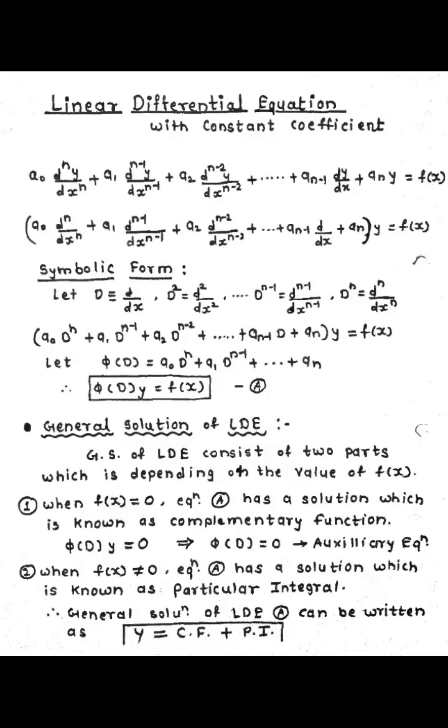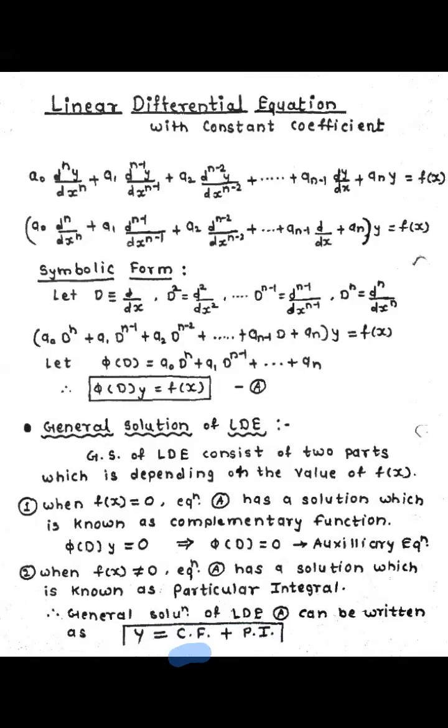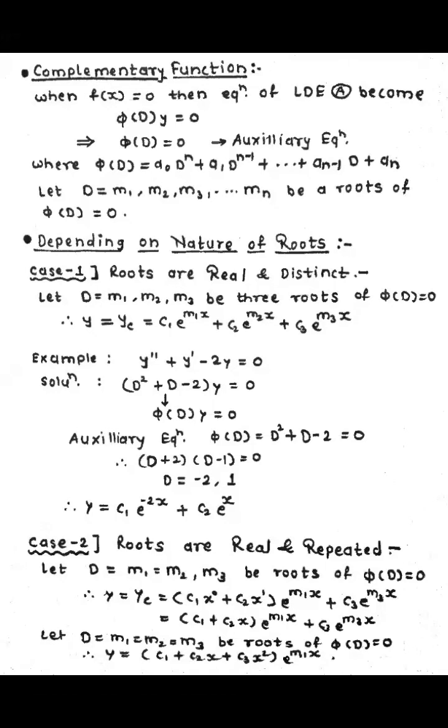Students, in this video we only focus on the complementary function. So how do we find the complementary function value? For that, let us begin with our next point, the complementary function. The complementary function is obtained whenever the function f of x is treated as 0. That means the f of x value is 0, and we put it in the equation, so we obtain phi of D y is equal to 0.